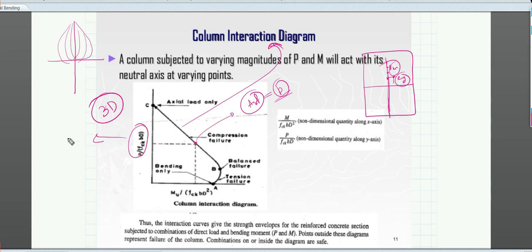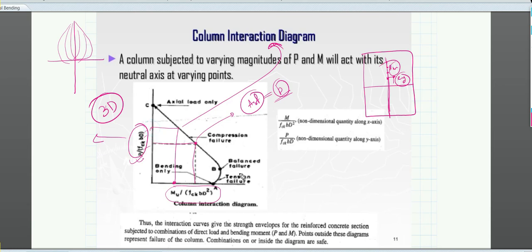You can study the Pillai Menon book, where for a particular column having certain dimensions, certain P and D and FCK values, for different point loads and with different eccentricity, you can find out what moment it can take. So if this is the P value, this much moment it can take, for being in a compression failure.